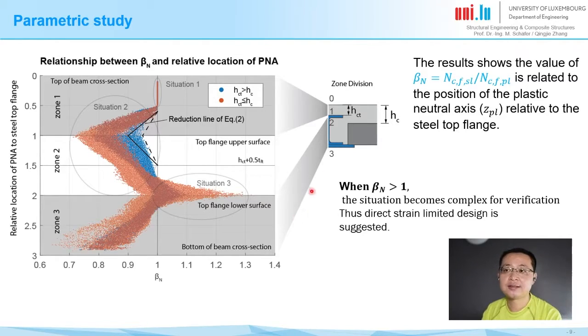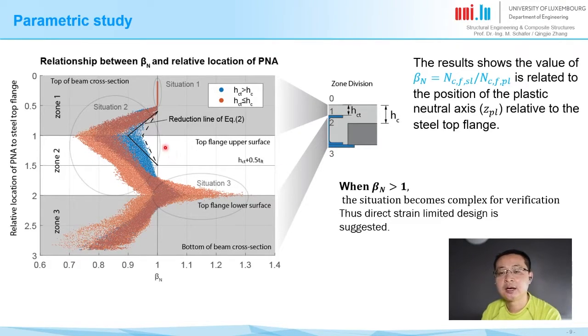In the end, we found beta n is closely related to the position of the plastic neutral axis relative to the steel top flange, as shown here. In these drawings, the horizontal axis is the beta n values, and the vertical axis is a non-proportional axis of this cross-section. From 0 to 1 represents all the areas above the steel top flange, from 1 to 2 represents only the steel top flange, and from 2 to 3 is all the areas below the steel top flange.